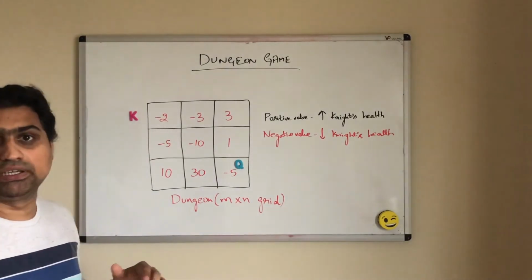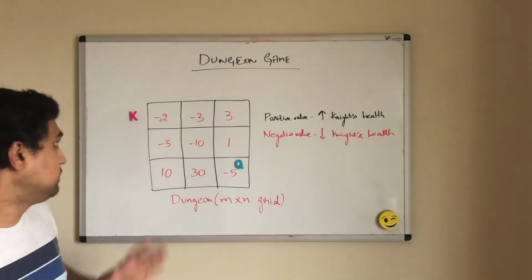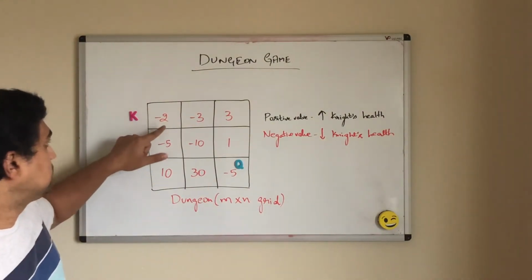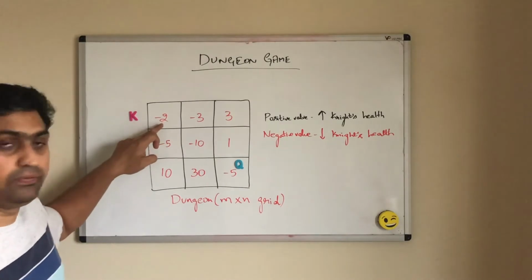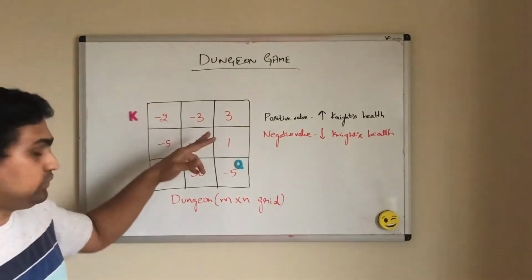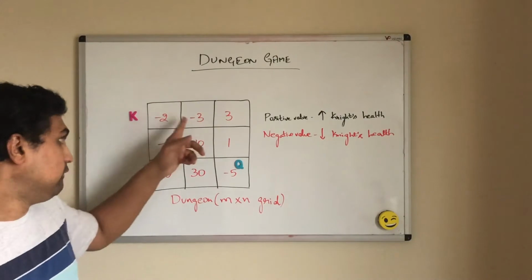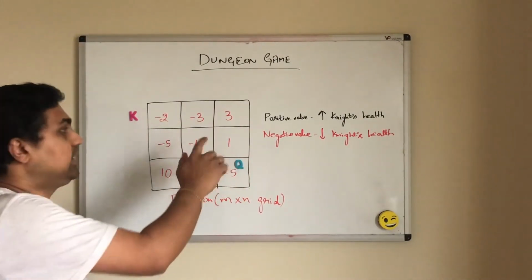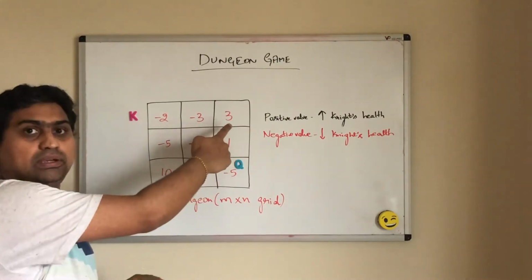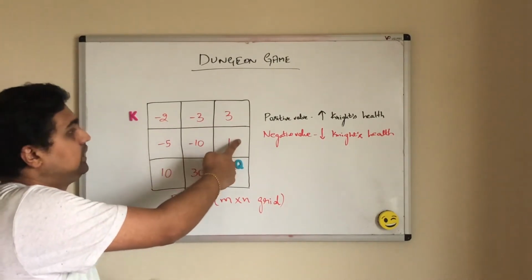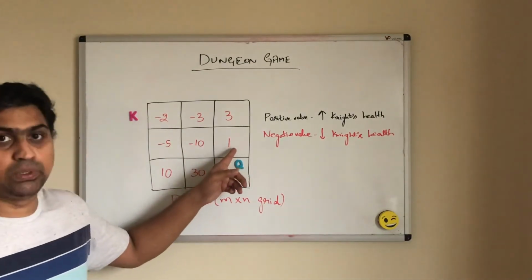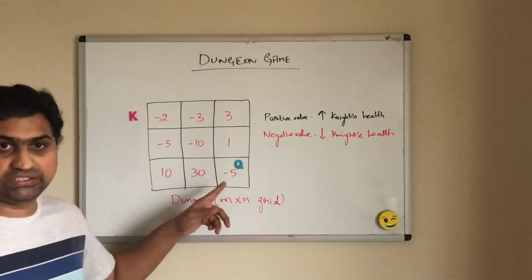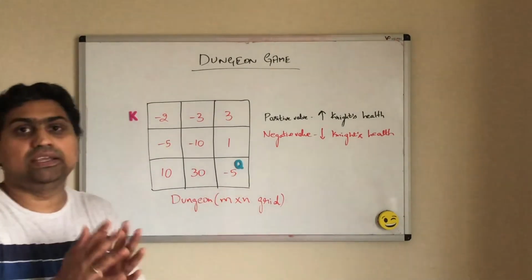Let's try another possibility. Let's increase it by 1. So let's assume that his initial health is 6. Now he enters the cell. It reduces by 2, so his health would be 4. Now let's again assume that he is moving to the right. He'll come here. 4 minus 3 is 1. His health is 1. Then let's assume that he is moving to the right again. He'll come here. This is 3 plus 1. It will be 4. He'll come down and his health would be 4 plus 1, 5. Now again he'll come here. His health is 5 minus 5, it is 0. So that means again he cannot save the queen.